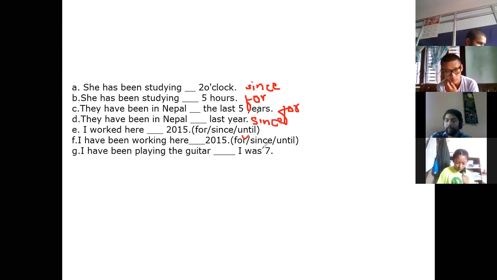I have worked here until. Why until? Why not since? Because the tense is not progressive or perfect tense. That's until. But it's since for the other one because the tense is perfect progressive. And the last one: I've been playing the guitar since. Since, because it is a particular point.